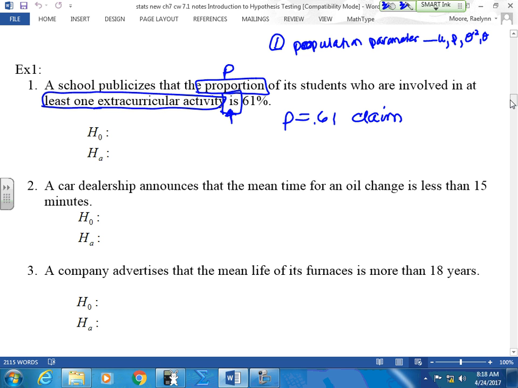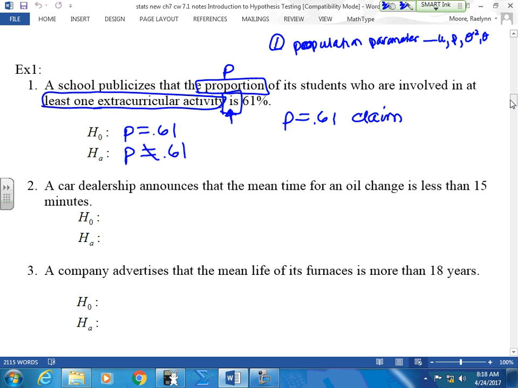I look to see. It has an equal sign. Which one keeps the equal sign, the HO or the HA? HO. This becomes this one. The HA is my complement. What is the opposite of is, or equal to? What's the opposite of equal to? Not equal to. This is my opposite. So I get a claim, I get an HO, and I get an HA.